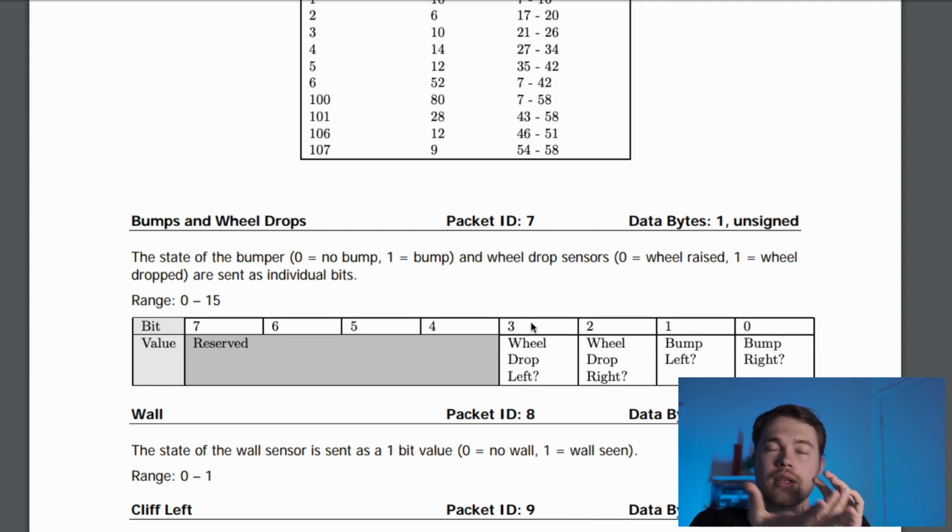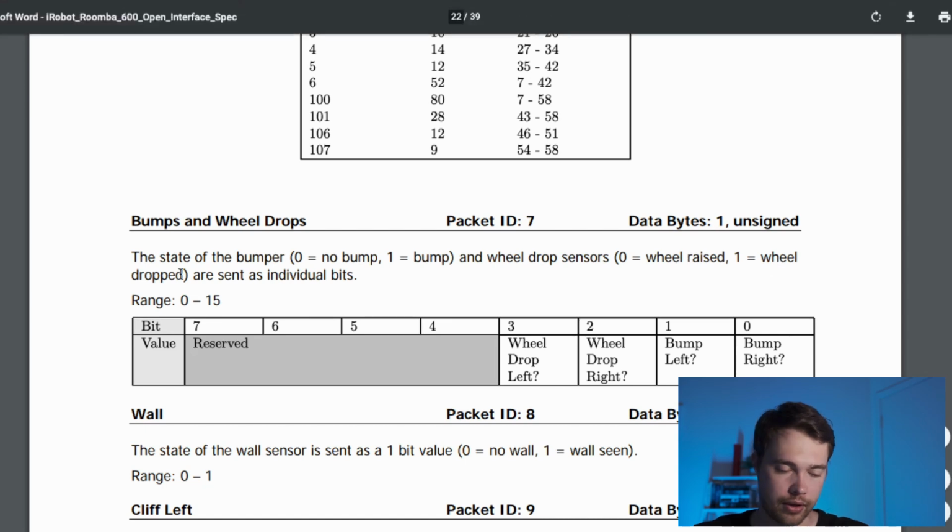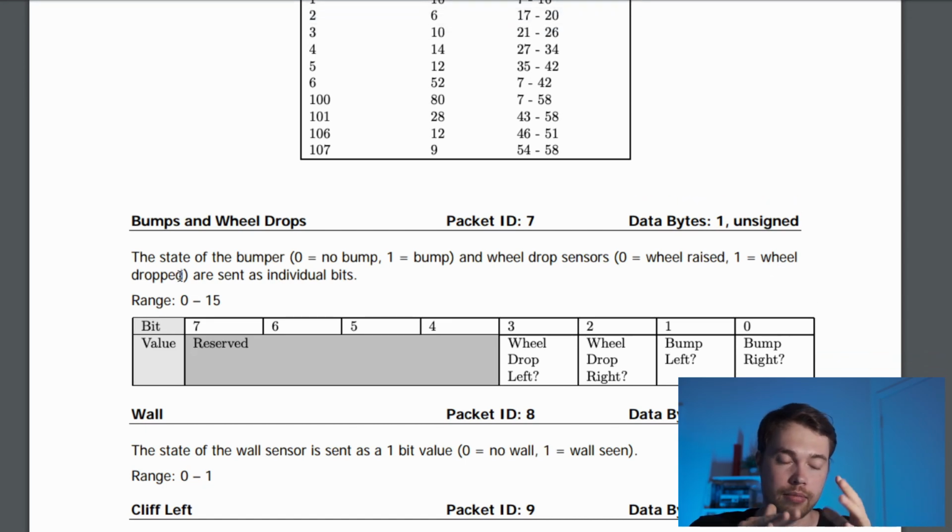That means there is nothing underneath that wheel. In safe mode, it is going to stop. And 1 means the opposite: wheel dropped. Wheel dropped means it's a bad situation, so there is nothing below that wheel. And 0 means wheel raised, everything is good.